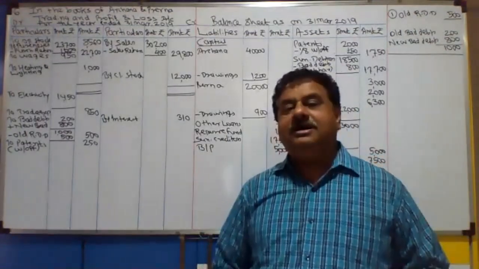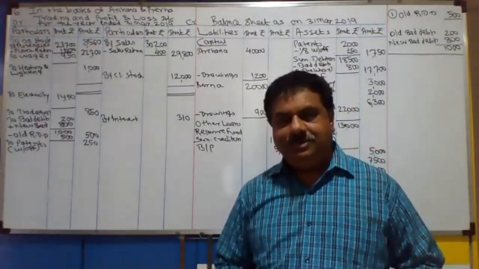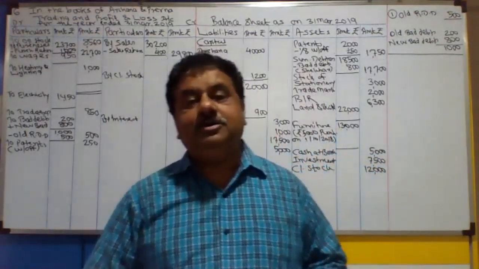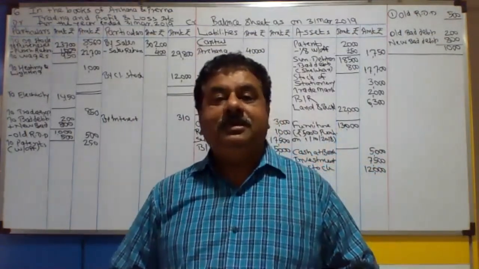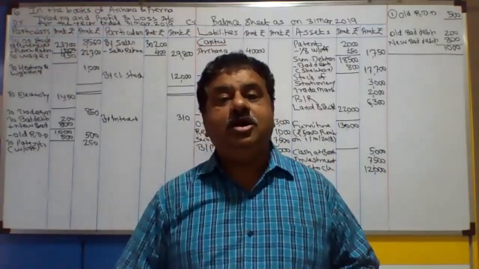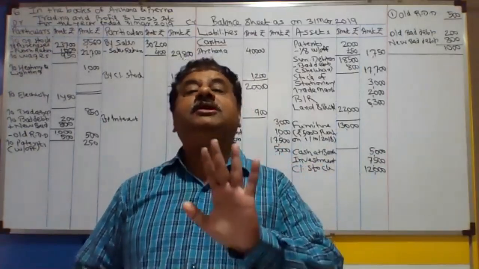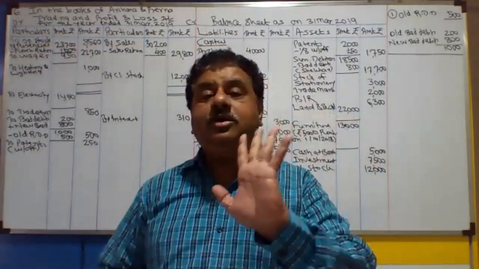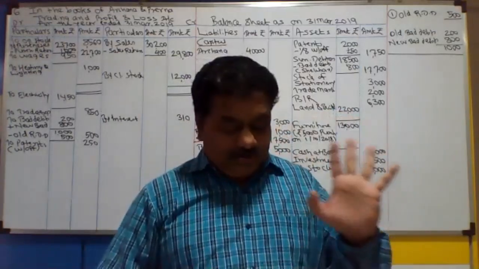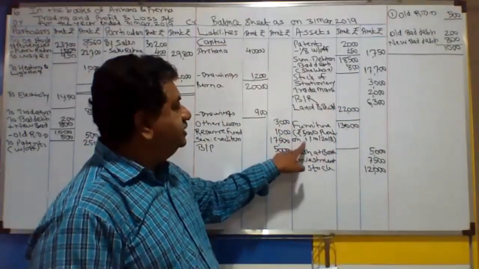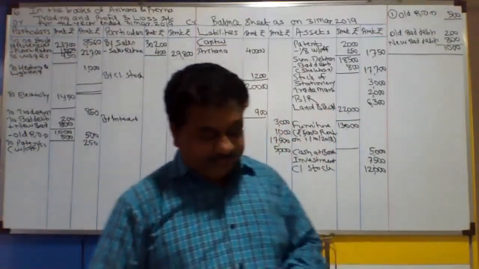Number 4 is the information I told you. Part of the furniture, 5,000, purchased on October 2018. Actually, this is information not to be added, not to be deducted. No effect is to be given. ये बस information है और कुछ भी नहीं है. फिर करना क्या है? बस ब्रैकेट में लिखना है: rupees 5,000 purchased on October 2018.